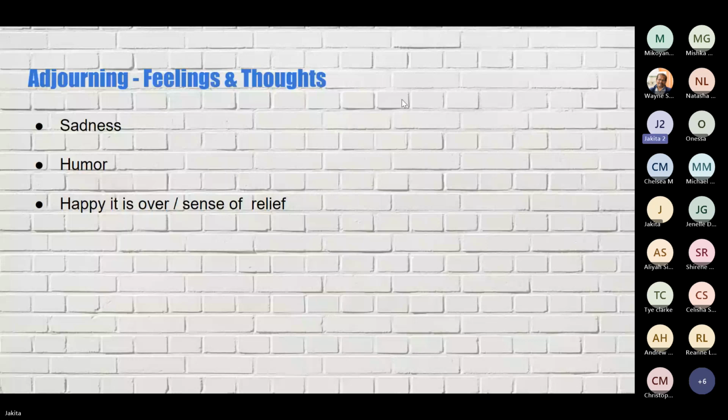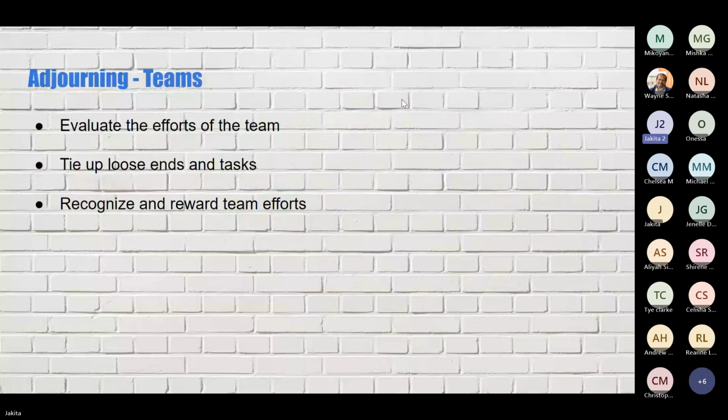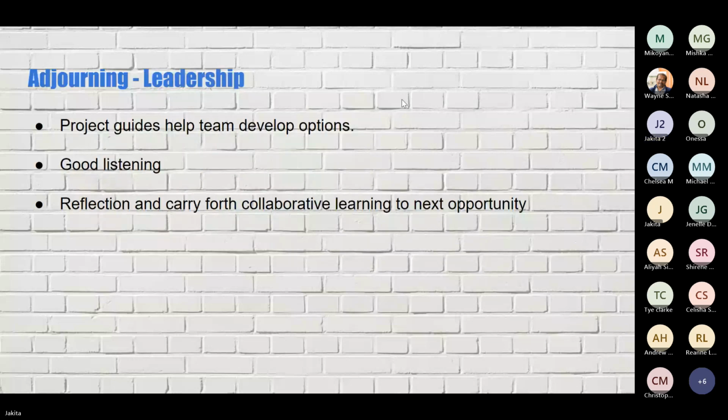In terms of the team, it evaluates efforts, ties up any loose ends that need to be closed off for this particular task, and recognizes and rewards the team's efforts. In terms of its leadership, it will look back on the project guide in terms of how it helped teams develop their different options, continue to be a good listener, and reflect and carry forth collaborative learning to the next opportunity.